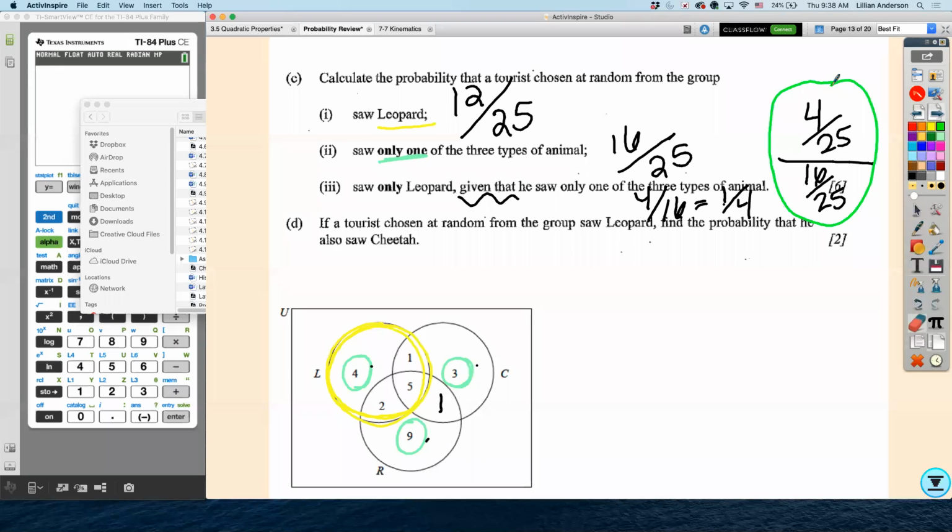12. So if the tourist chosen at random was from the group that saw leopard, this is conditional probability. I'm only looking at the 12 that saw leopard. Out of those 12, find the probability that he also saw cheetah. 6. Not 1, because it didn't say cheetah only. They said cheetah in total. So what's the probability of that? Half. And there you go. This is probability.